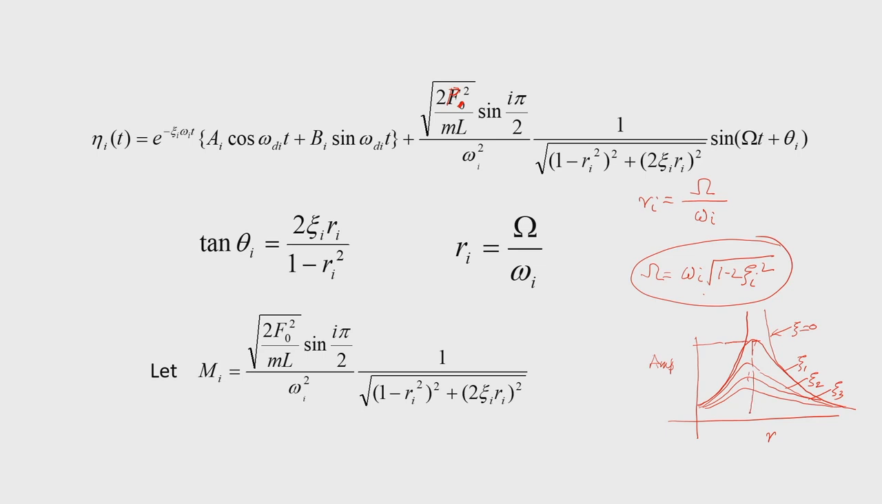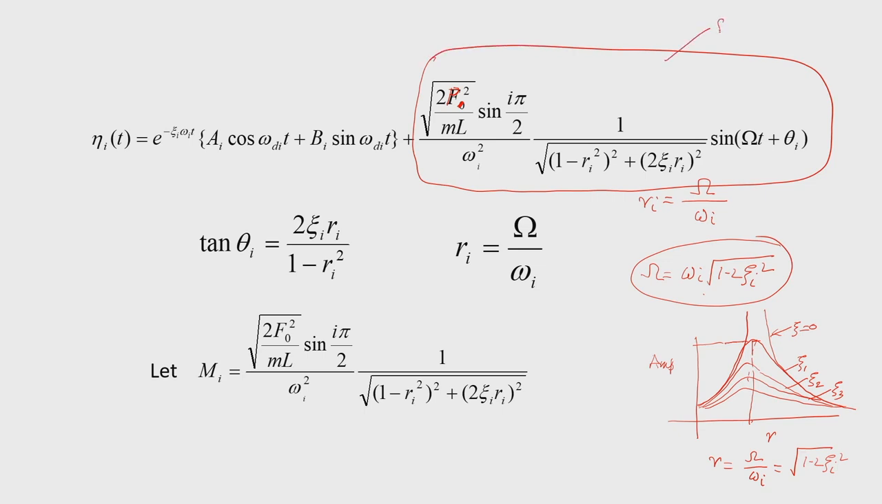You can see the peak of the resonance occurs at frequency ratio r, which is nothing but capital omega by small omega i, and it is nothing but square root of 1 minus 2 xi i square. Okay. So that should be remembered. It is not exactly, but if it is an undamped system, then the resonance will occur exactly at the natural frequency. So this is what is the steady state part. I encircle this very important part, which is called steady state.